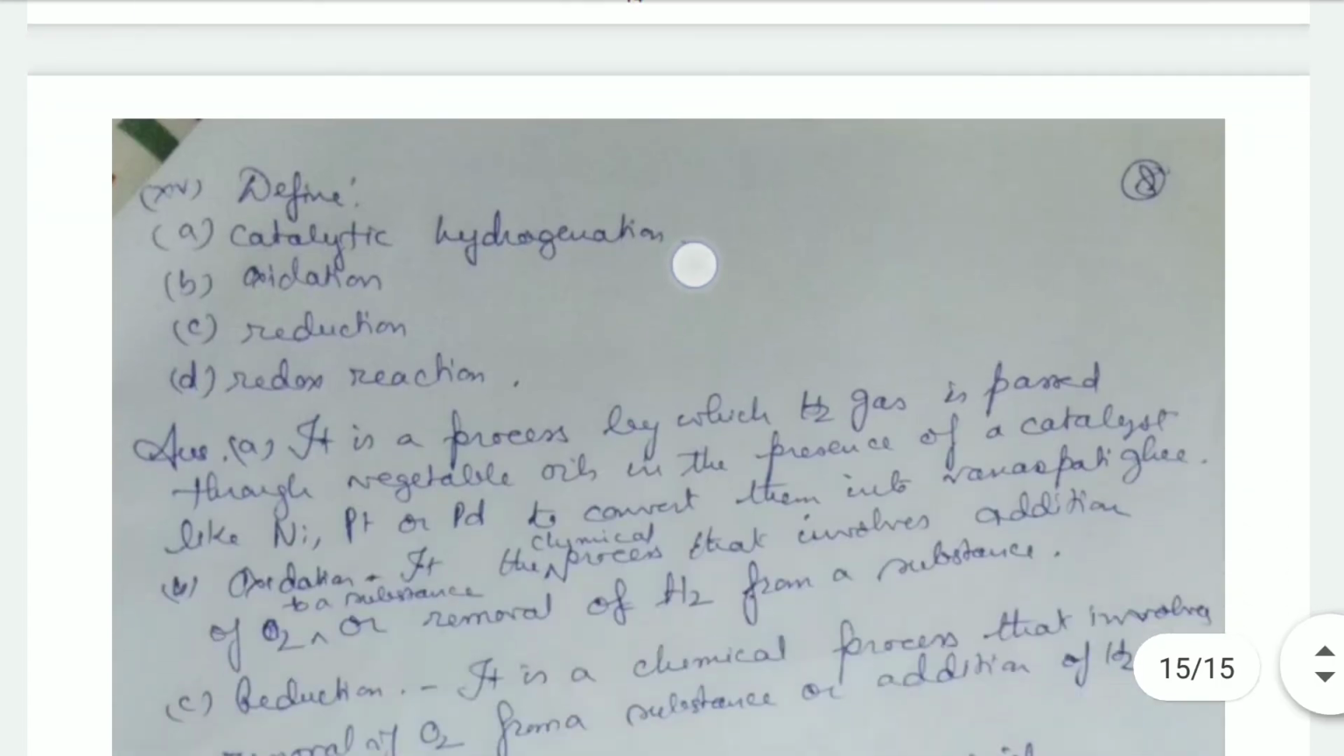gases. Now we come to define catalytic hydrogenation, oxidation and reduction, and the redox reaction. So first we come to catalytic hydrogenation. What is catalytic hydrogenation? It is a process by which hydrogen gas is passed through vegetable oils. We know there are certain vegetable oils through which, when hydrogen gas is passed in the presence of a catalyst, that is nickel, platinum or palladium, it converts into vanaspati ghee. Okay, that is known as catalytic hydrogenation.